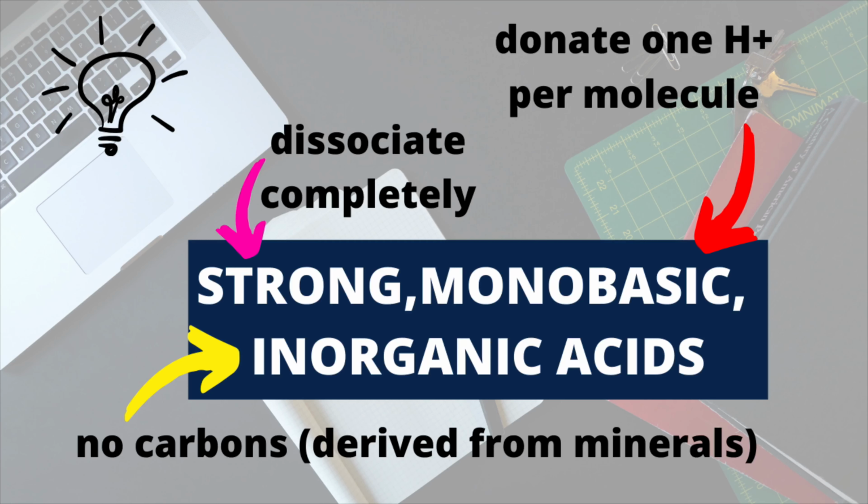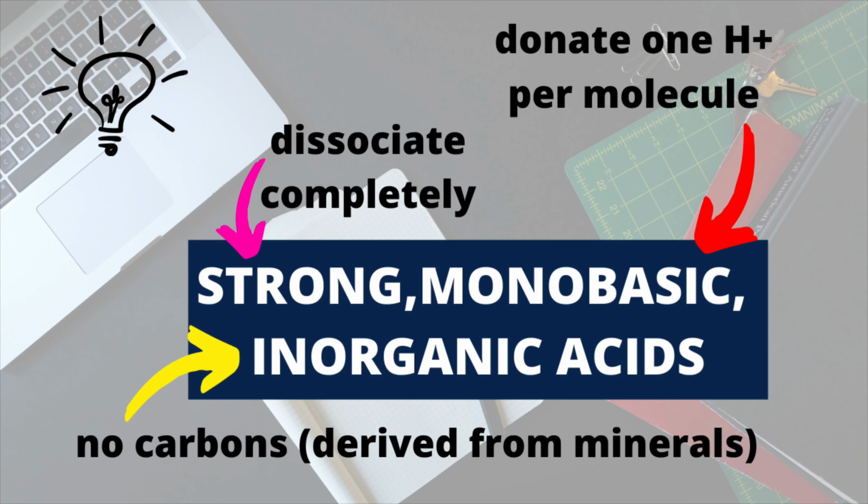First of all, from GCSE you should be familiar with the term acid as something that donates an H+ ion, and you should also be familiar with the term strong, which means our acid dissociates completely when in solution with water. For example, hydrochloric acid is a proton donor which dissociates completely into H+ and Cl- ions. Now, hydrochloric acid is another example as well of a monobasic acid. That means it donates one H+ ion per molecule of HCl. Finally, the term inorganic means there are no carbons in our structure because our acid was derived from minerals.